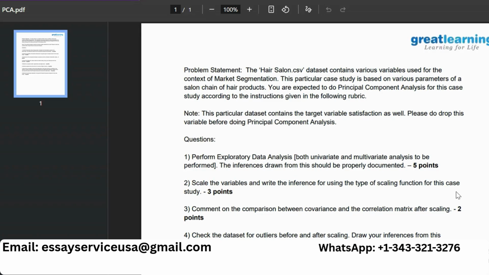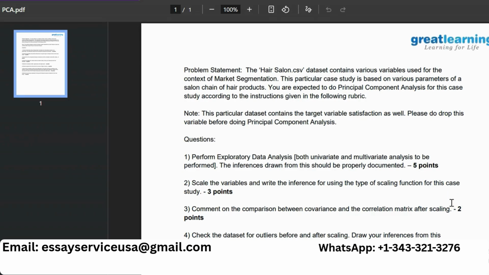Today I am going to walk you through how I solved a real market segmentation problem using principal component analysis, or PCA. This case study uses a dataset from a hair salon chain, and I'll show you exactly how I approached exploratory analysis, scaling, PCA, and interpretation. Let's move on to section 1, understanding the dataset.